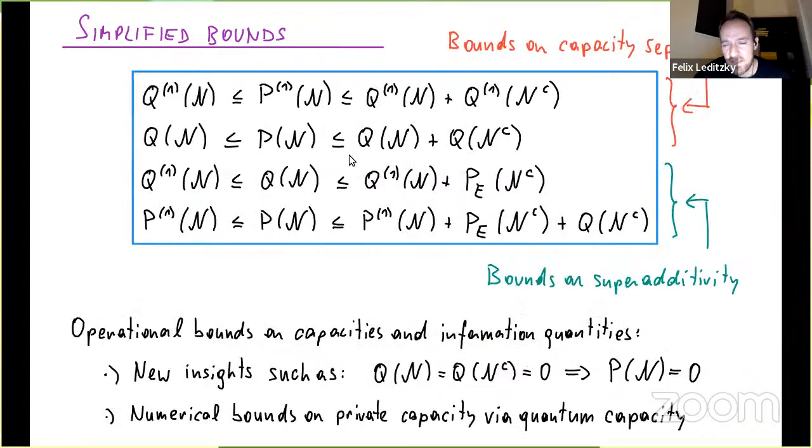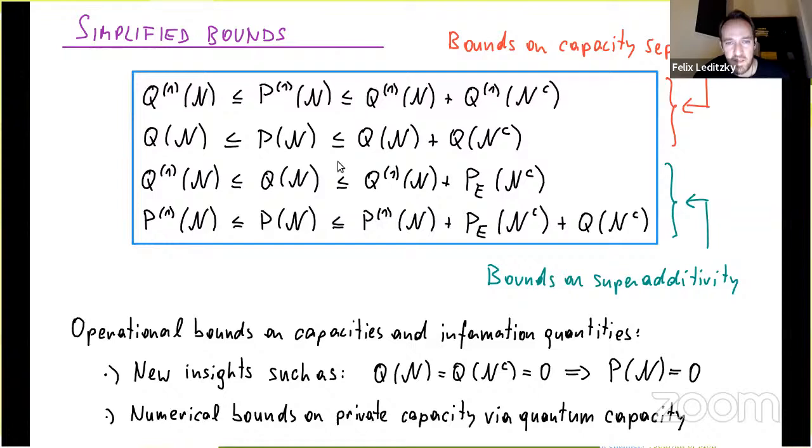And let's take maybe a closer look at these bounds. So the first two bounds here tell us something about how much quantum and private capacity can be separated, right? Because we saw before that the left inequalities are always true, either based on entropic or operational arguments. And then the right-hand sides bound the capacity in terms of the left-hand side plus some error term. And the error term is just given by a quantity of the complementary channel.